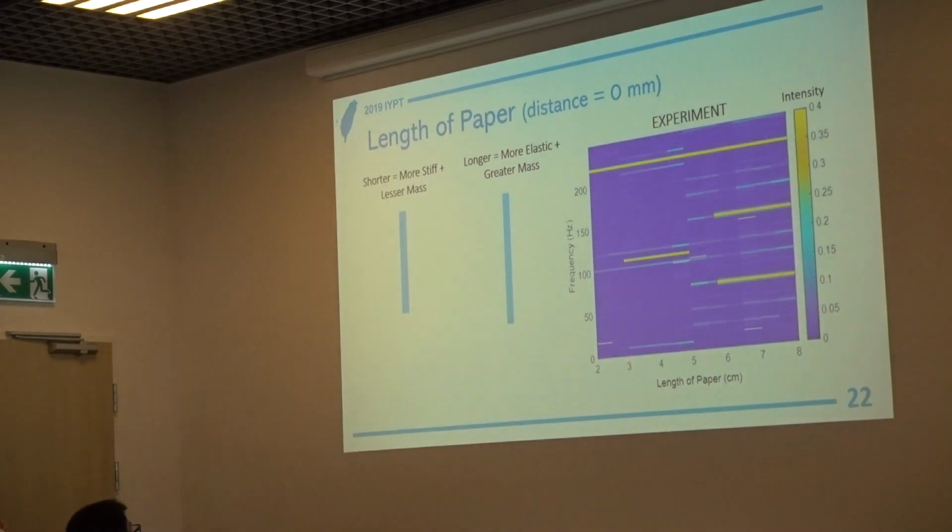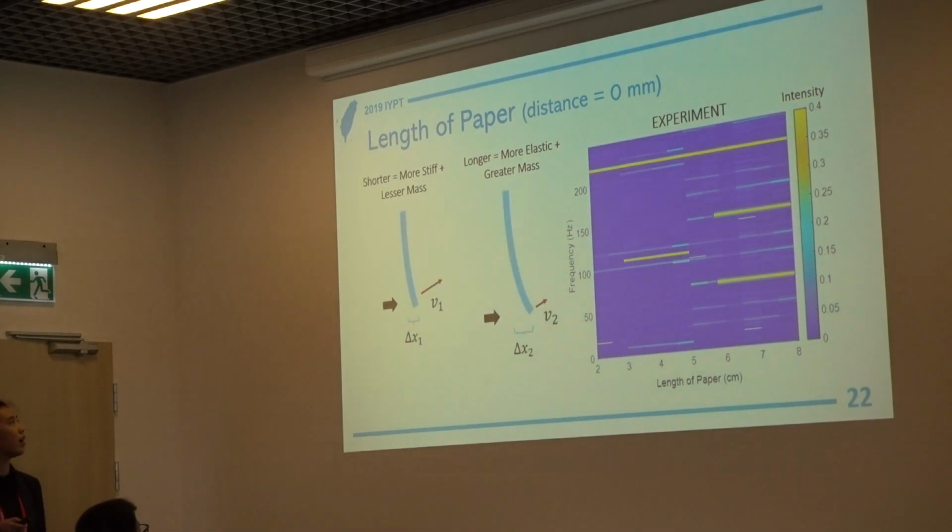Here, we tested the length of the paper. The shorter the paper, the stiffer it is and the lesser its mass. The longer the paper, the more elastic it is and the greater its mass. As we hit it, the shorter paper will have a greater velocity than the longer paper, but its displacement will be less. Because of this, the shorter paper will have a greater frequency than the longer paper.